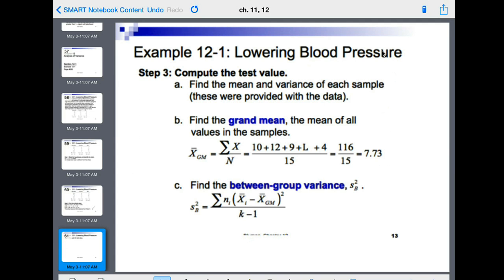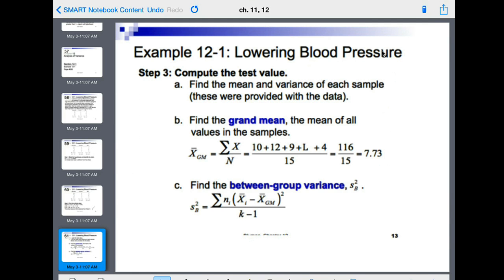And the test value is a little harder to do, so we're going to write down steps. We're going to find the mean and variance of each sample. These were provided in the data, so we already know that. Then we're going to find the grand mean. Now the grand mean is all the values added up divided by the number of values. So we added up all the values here, 116 divided by 15. You got a grand mean of 7.73.